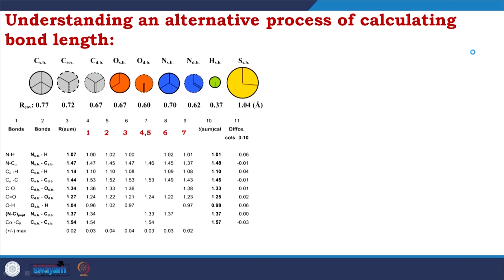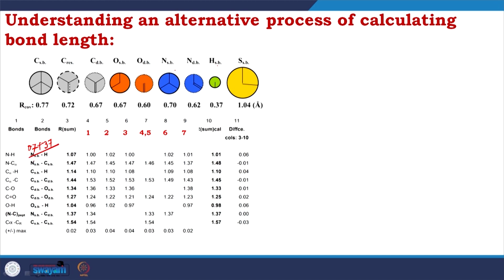What is the advantage? You could calculate the bonds like NH, N-C alpha, C alpha-hydrogen, C alpha-carbon, carbon-oxygen single bond, carbon-oxygen double bond, oxygen-hydrogen, N-C in the peptide bond, CONH, C alpha-CR side chain. All of them you could calculate, and we have just added them. We didn't do anything else. So NH means N single bond and hydrogen single bond. We take N single bond, which is 0.7, plus hydrogen single bond, which is 0.37, which means 1.07.